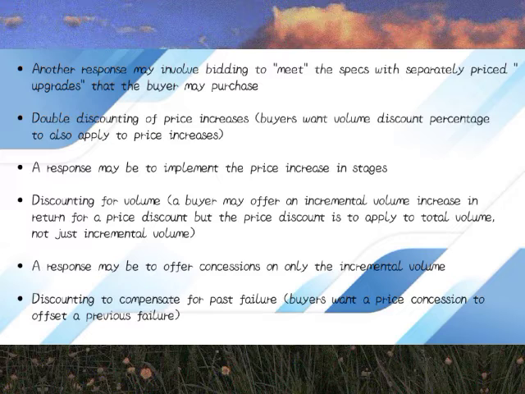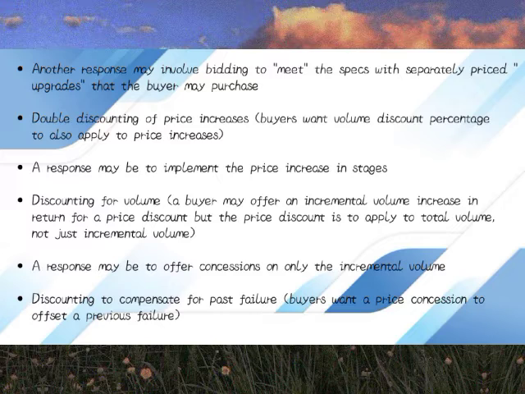The buyers may want the volume discount percentage to also apply to price increases. Ninth, a response may be to implement the price increase in stages. Tenth, discounting for volume. A buyer may offer an incremental volume increase in return for a price discount, but the price discount is to apply to total volume, not just incremental volume. Eleventh, a response may be to offer concessions on only the incremental volume.